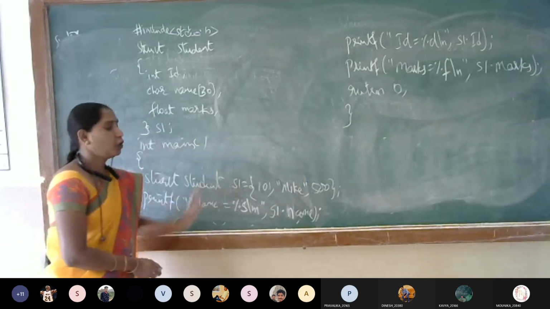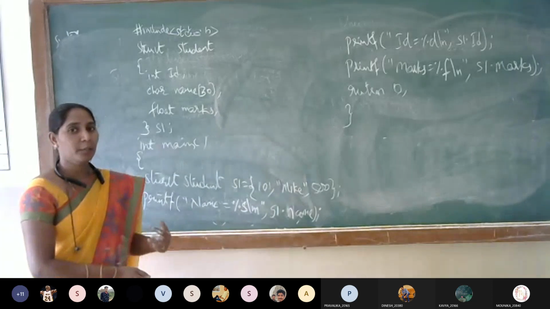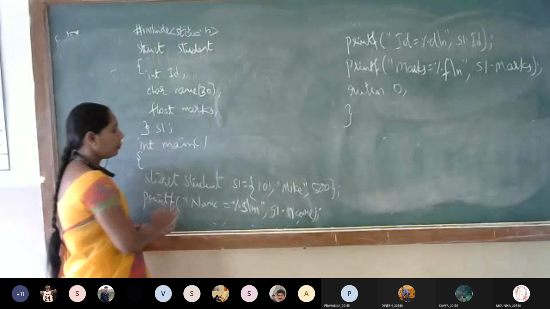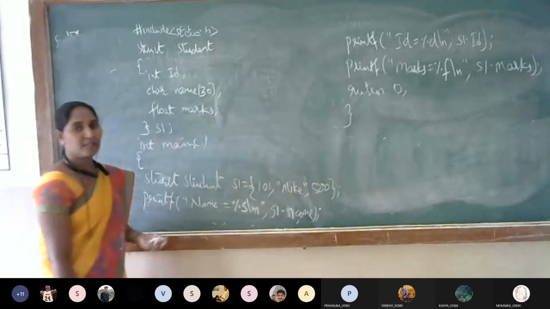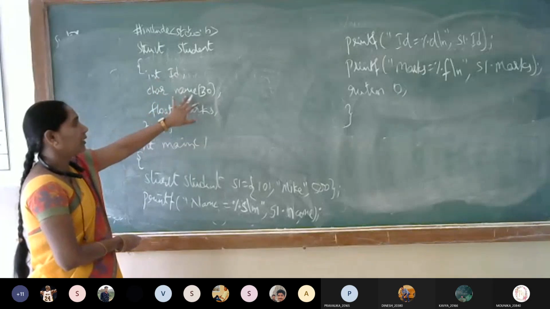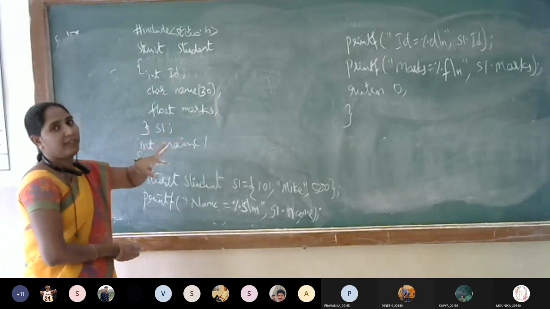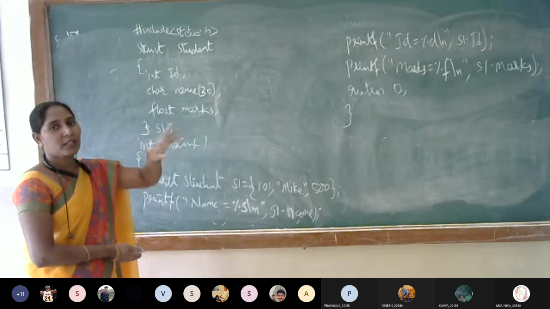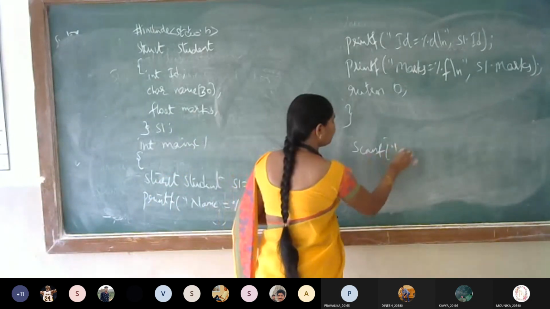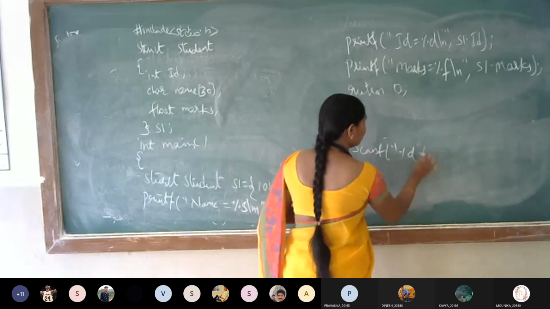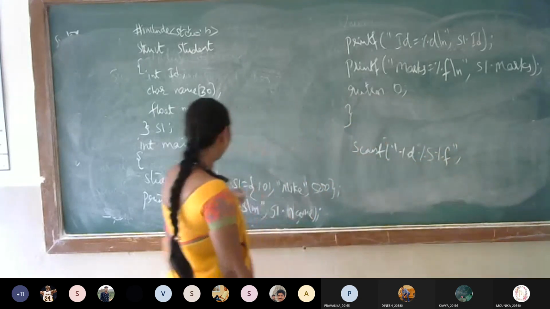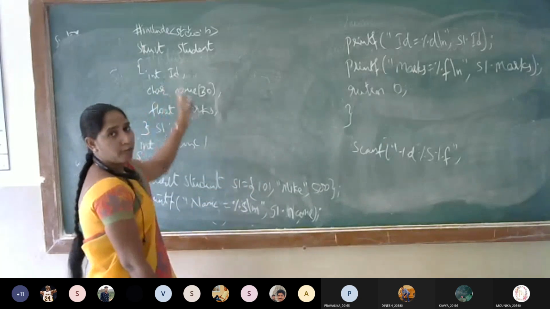Then, instead of initialization, if I want to read directly by making use of the scanf function, remove this particular part and specify scanf. Percent d, percent s, percent s. Then close that format specifier. Like this, scanf, percent d, percent s, percent s. Then close. Percent d is used for what? Taking the input of ID.